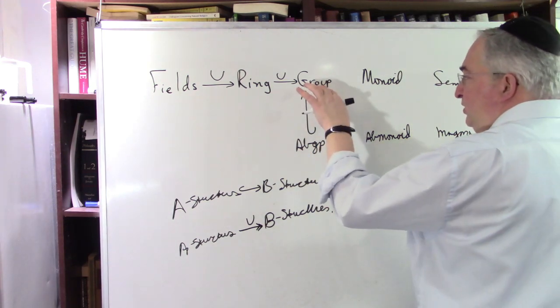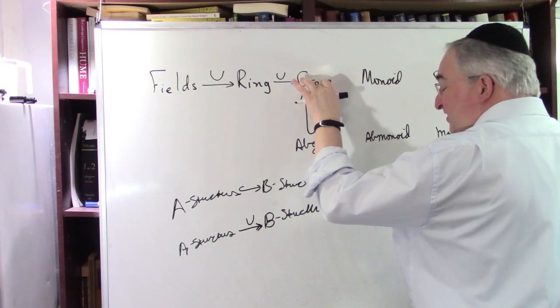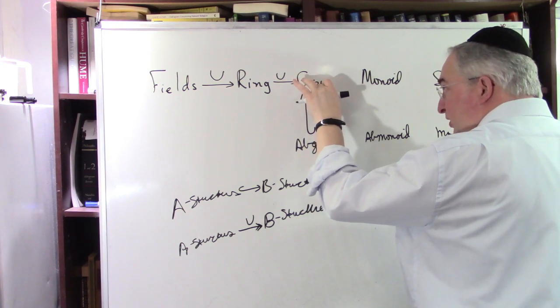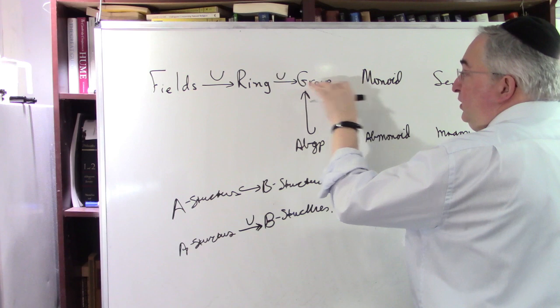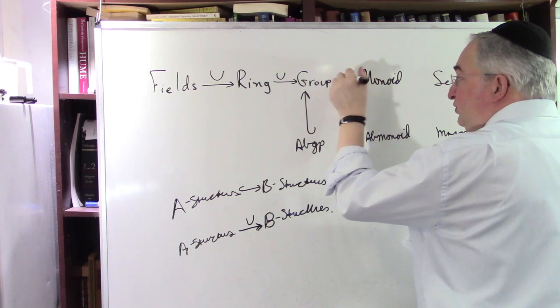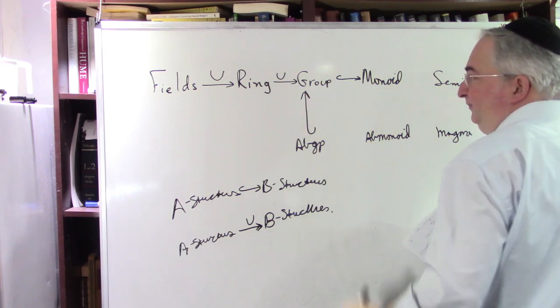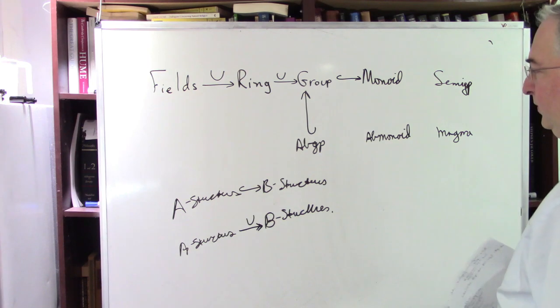Okay, let's go through this. What's a group? It's a set with an operation, and the operation has an inverse. Well, if you forget that inverse, you get a monoid.